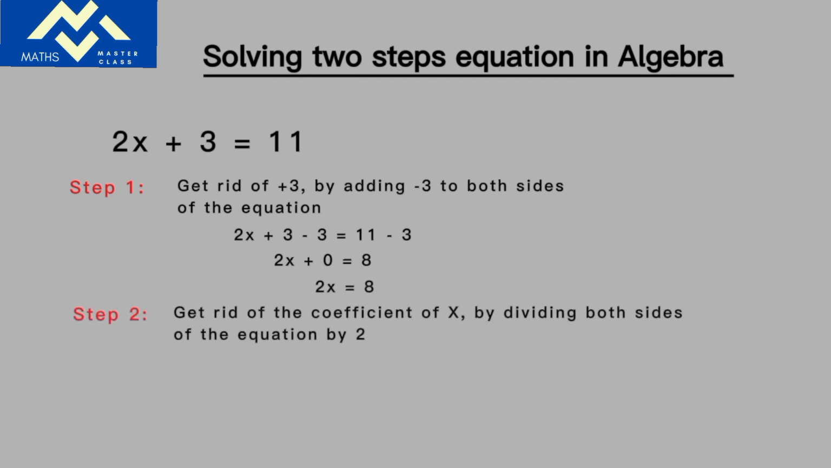Step 2. Undo the multiplication. We use the opposite of multiplication, which is division. So, we divide both sides by 2. 2 will cancel 2, and 8 divided by 2 is 4. That gives us x equals 4.